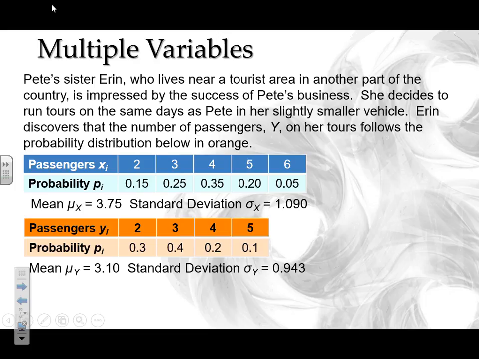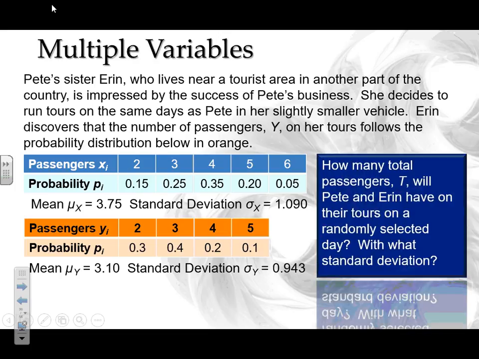Now, if we look at Erin's information, based on her probability distribution, she can have at least 2, but at most 5 with her slightly smaller vehicle. So on any given day, she can expect to have 3.1 passengers with a standard deviation of 0.943 passengers. Okay, so we're looking at their means and standard deviations here. Now, if we wanted to know how many total passengers Pete and Erin could have on a given day, and with what standard deviation, what would we need to do here?